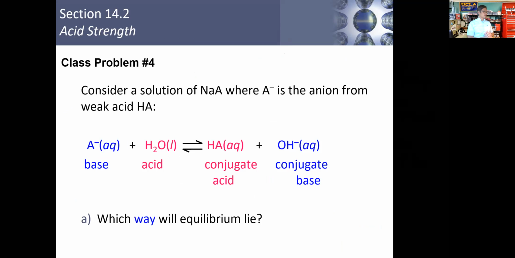If this is your reaction, where you have a base here, an anion base, and you mix it with water, you form the conjugate acid and the conjugate base, which is hydroxide ions. Which side will equilibrium favor? And which way will the reaction move towards equilibrium? This is what we call a salt solution, so this is an ionic compound.